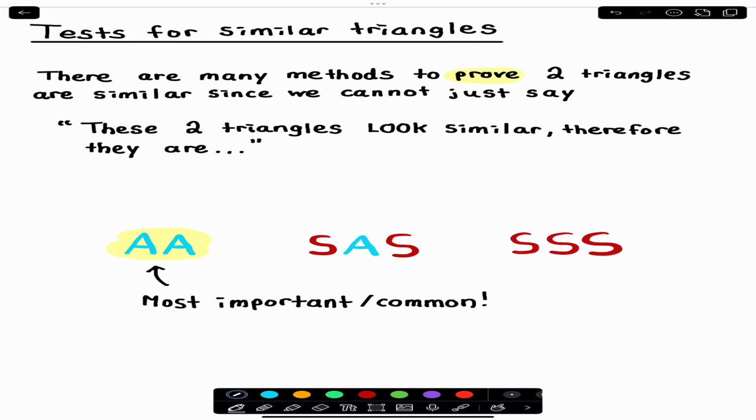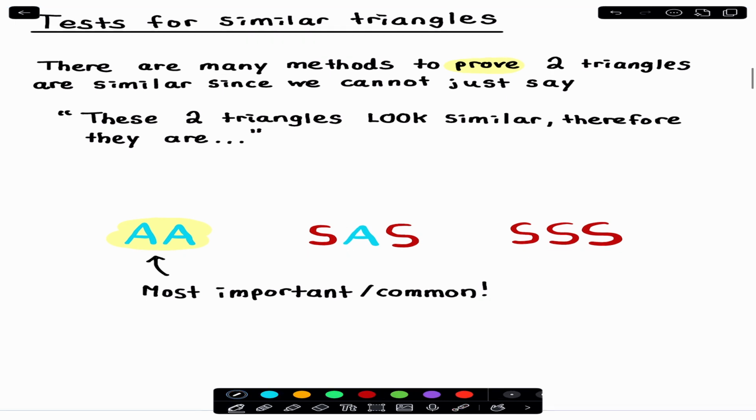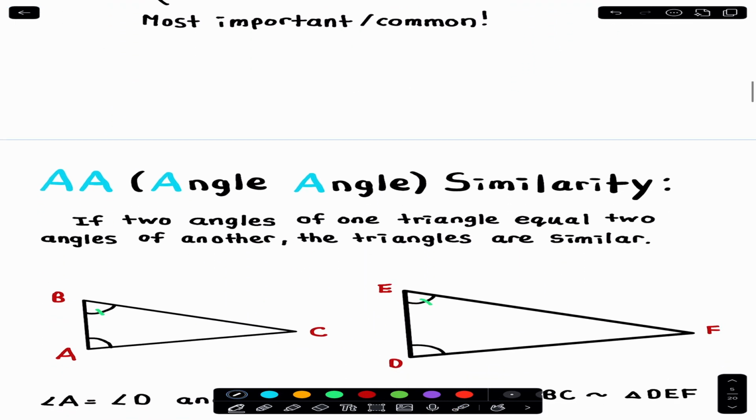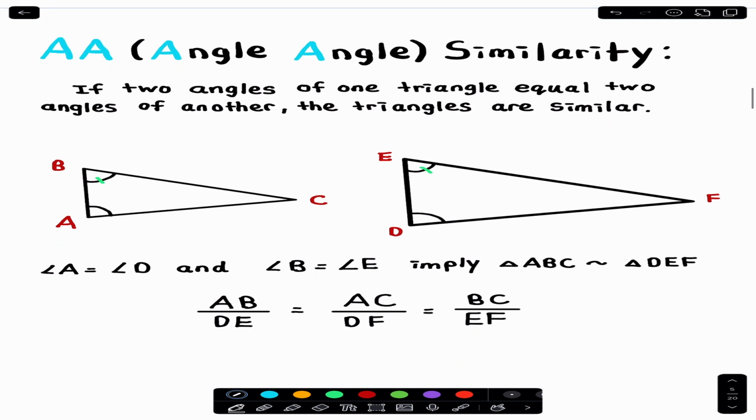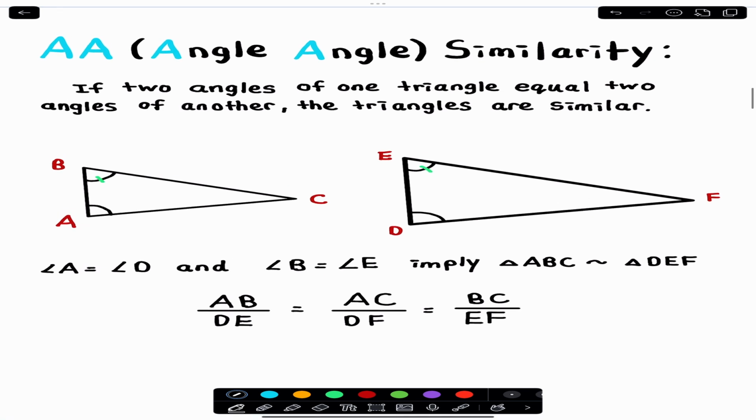Now you're probably wondering, what do these even mean? I said they were acronyms for something. Let's take a closer look. First up, angle, angle similarity. That's what AA stands for. As we can see by the name, angle, angle similarity says that if we have two triangles which share two angles in common with each other, then the triangles are similar. And that's all we need. All we need are two angles.